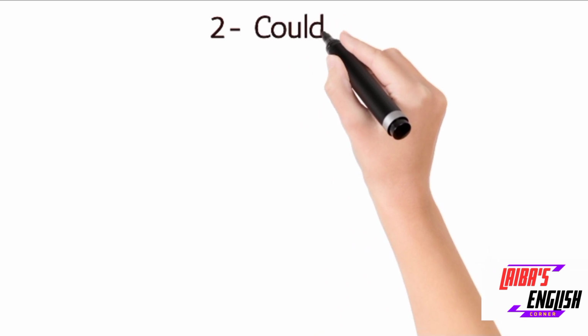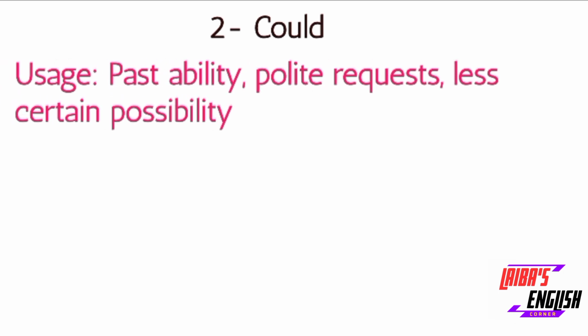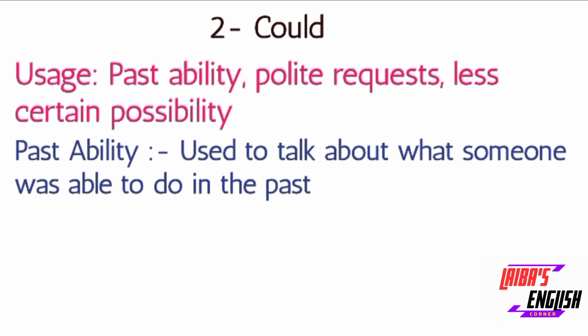Second modal verb is could. Could is basically, you can say, the brother of can. So we will see the usage of could. Could is basically used to show past ability, to make a polite request, or to show less certain possibility. So as a whole, could is used in 3 things.